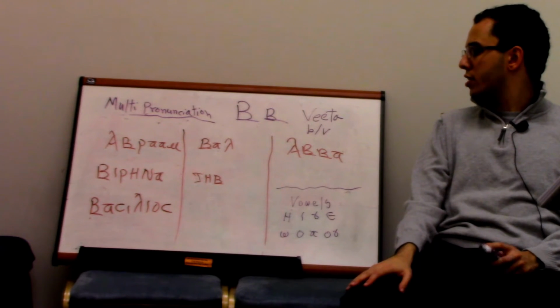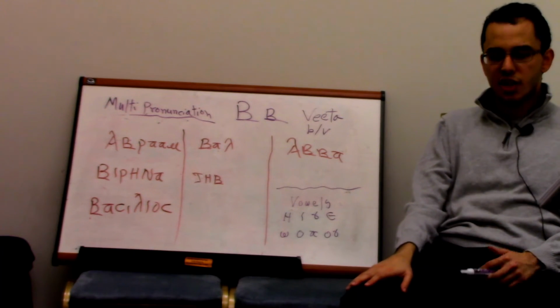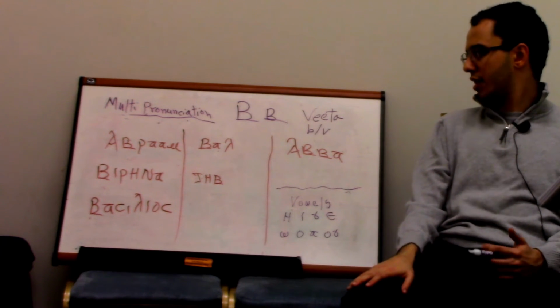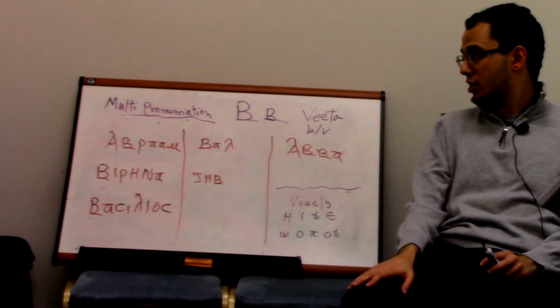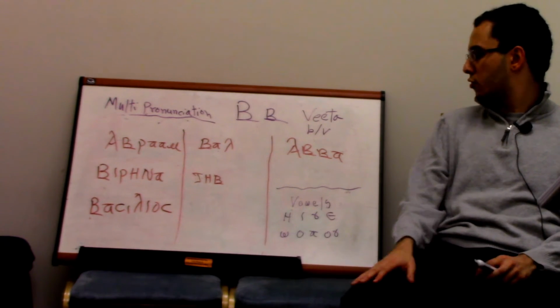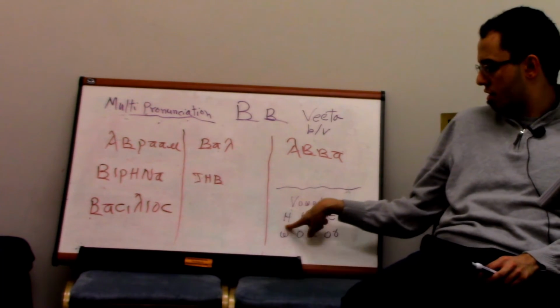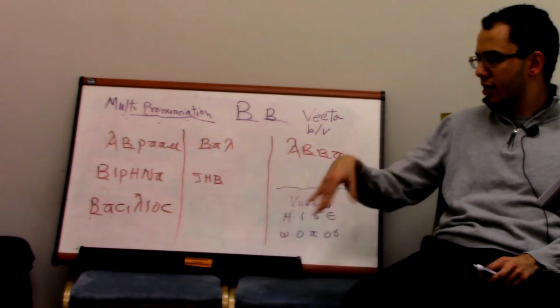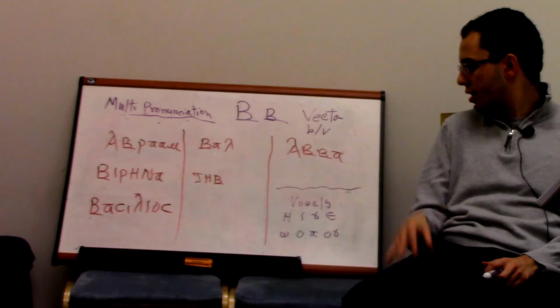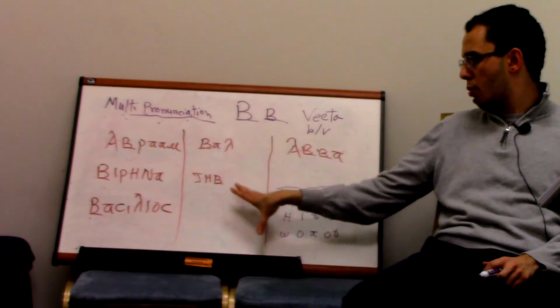So when you do this, you always have to ask yourself two questions. First, is the word a proper noun? Is it the name of a person? After you've determined that it's not a name of a person, then you need to ask yourself, is it followed by one of the vowels? Remember the vowels, the hive and woe, and then the omicron and epsilon? Or is it followed by no vowel or nothing? Okay? So we're going to start with the non-proper noun section.